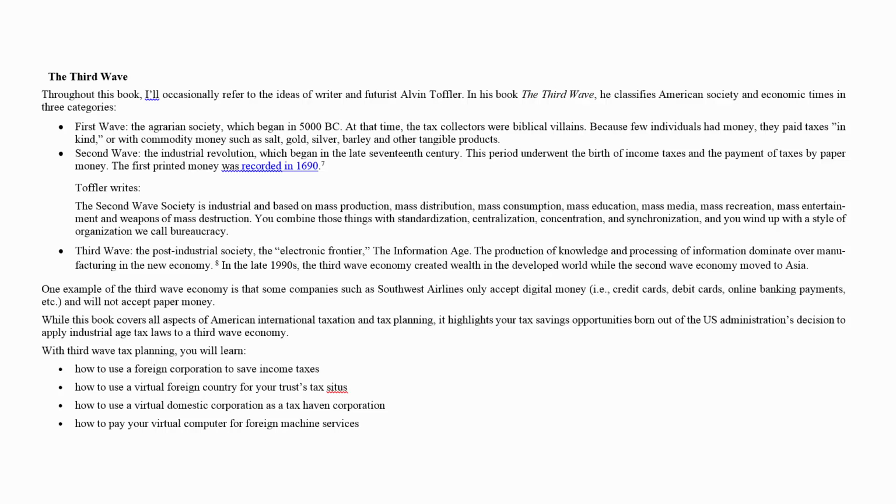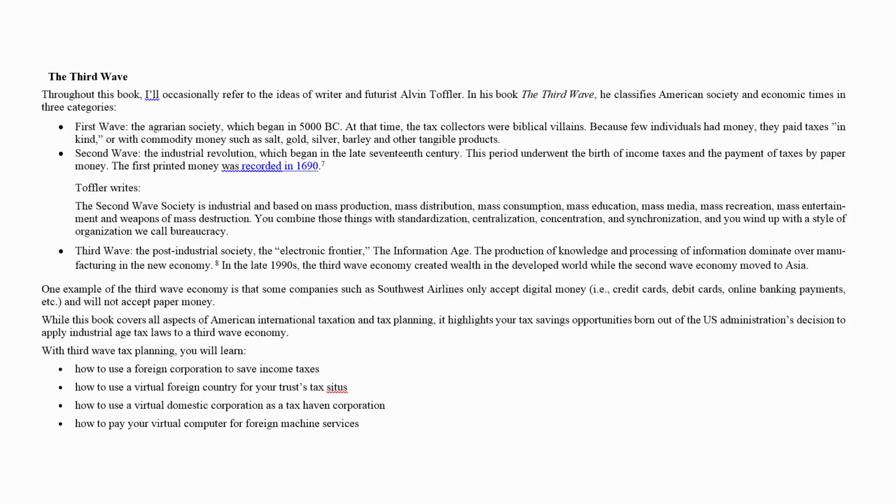Third wave, the post-industrial society, the electronic frontier, the information age. The production of knowledge and processing of information dominate over manufacturing in the new economy. In the late 1990s, the third wave economy created wealth in the developed world, while the second wave economy moved to Asia. One example of the third wave economy is that some companies such as Southwest Airlines only accept digital money, that is, credit cards, debit cards, online banking payments, etc., and will not accept paper money.